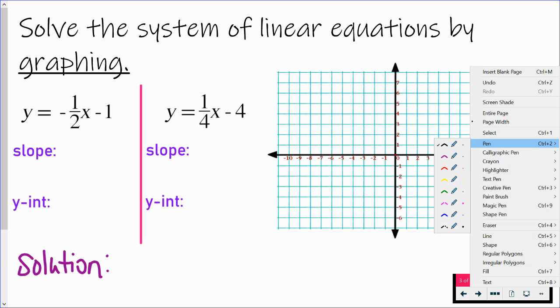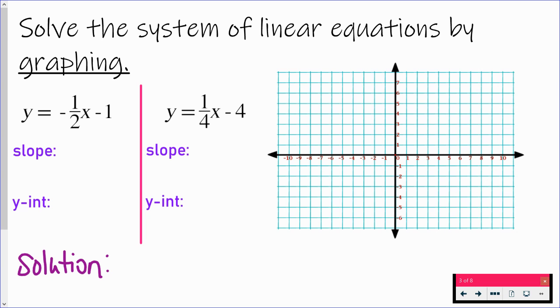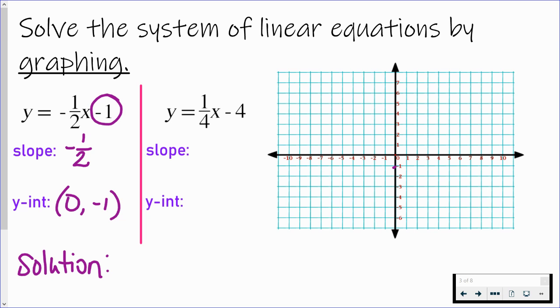I'm going to do red. My slope for my first equation is -1/2. Oh, so much for that red that I picked. It's okay. And my y-intercept is -1, so (0, -1). Okay, so I'm going to go over to my graph and I'm going to work on this one right now. So I have -1 as my starting point. Okay, always your y-intercept is your starting point.